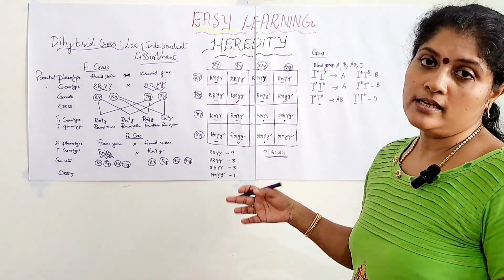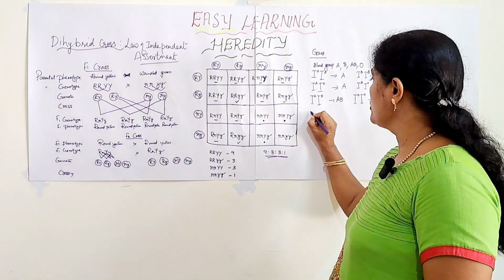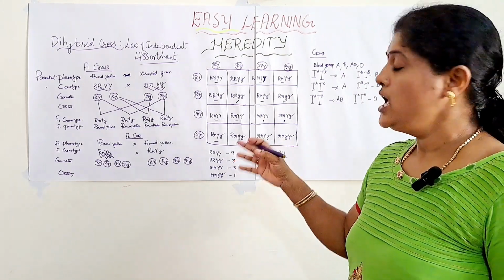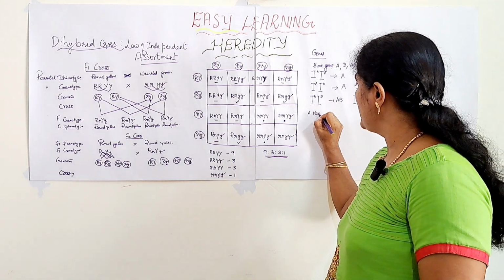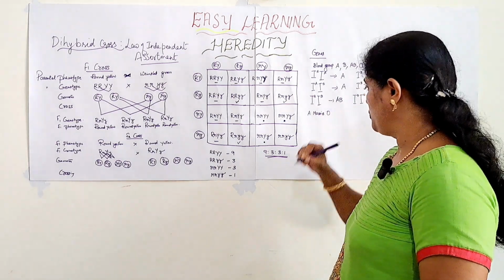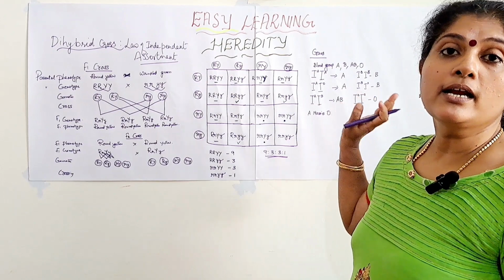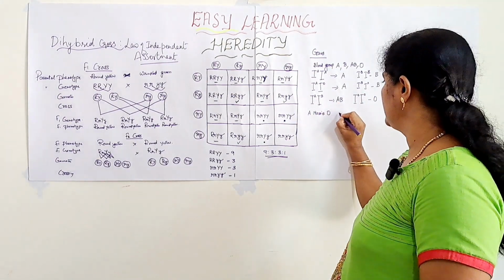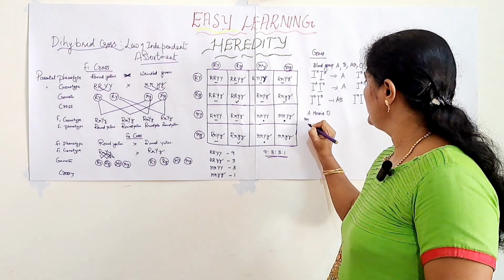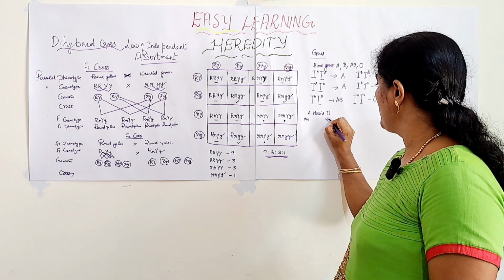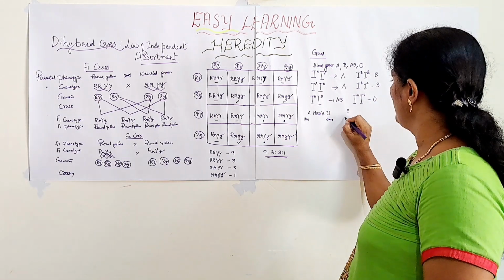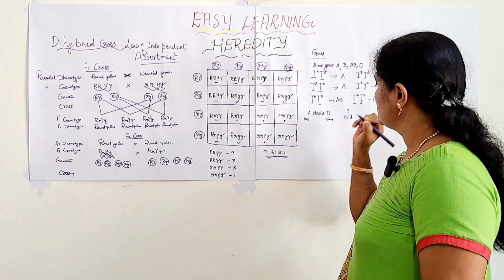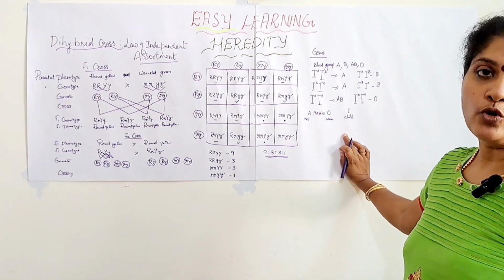If the man has A group, I am telling one question. So, if the man having A group marries a woman having O group, then what will be the blood group of the child? This is the man with A group and this is the woman with O group. So, what is the blood group of the child? What will be the blood group of the child?